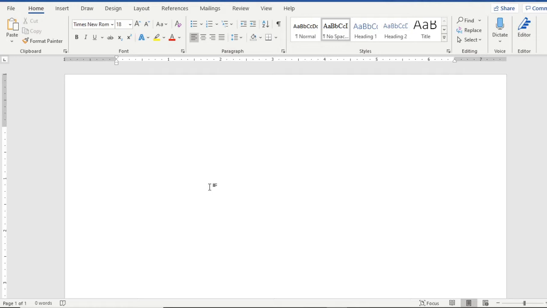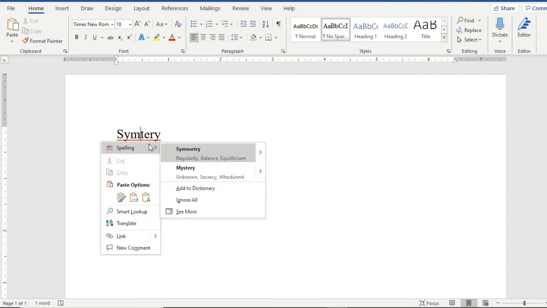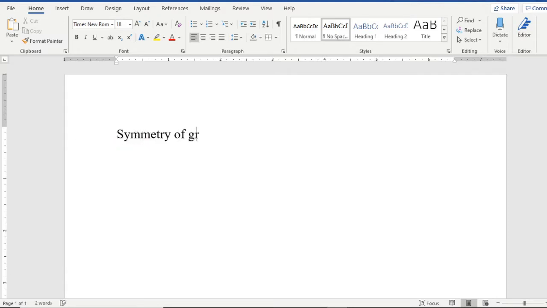Okay, so today we're going to work on symmetry. Now in graphs, we can be symmetric in a couple different ways. Symmetry of graphs. Okay, so the main methods of symmetry, main types. So types of symmetry.